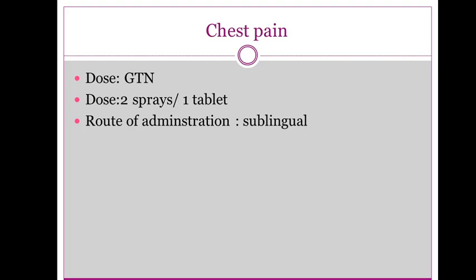Chest pain. What are we going to give if patient feels chest pain? This is the management of chest pain. We give GTN, and the dose is 2 sprays or 1 tablet. Route of administration sublingual, is given under the tongue. Okay, sublingual.